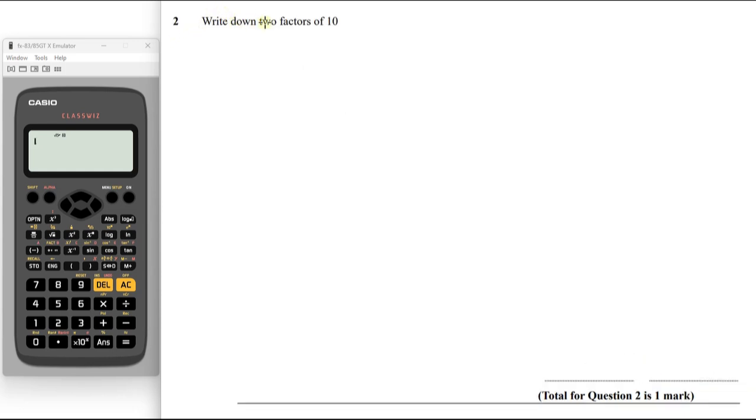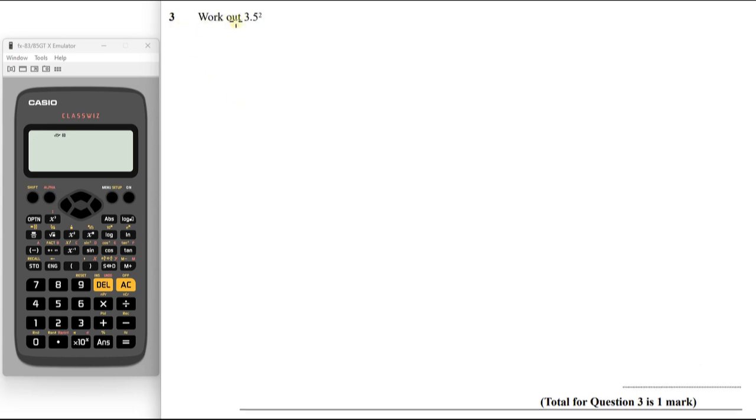Question 2, write down 2 factors of 10. So what two numbers multiply together to get 10? Well, we can either have 1 times 10, or the other option is 2 times 5. So there are 4 factors of 10. We've got 1, 2, 5 and 10. We only need to write down 2 of them, so I'm just going to say 1 and 10. You could have used 2 and 5. Either one of those you would get full marks for.